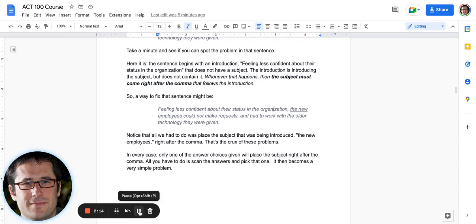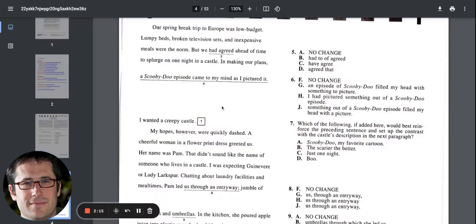Let's look at an example. So this sentence here: in making our plans, a Scooby-Doo episode came to mind as I pictured it. So we have to find, well, who was making our plans, right? Was a Scooby-Doo episode making our plans? Was an episode of Scooby-Doo making our plans? I. Yep, that's it. I'm the only one who could possibly be making plans. So you're done. You don't have to read anything else. You know the answer is H.